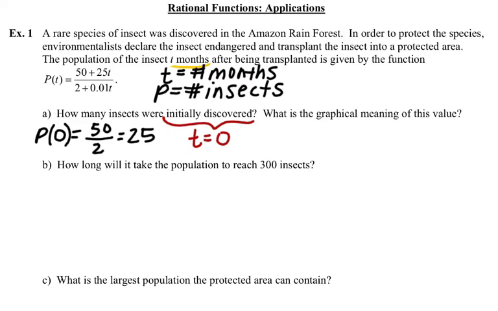So remember the graphical meaning of this value. Really, if we're putting in 0 for x, or in this function, we're putting in 0 for t, then what we're really finding is the y-intercept. So the graphical meaning of this value, we can say that it's the y-intercept on this function's graph. You could also call it the p-intercept. So we'll say that 25 is the y-intercept, or you can call it the p-intercept, either one, on the graph.